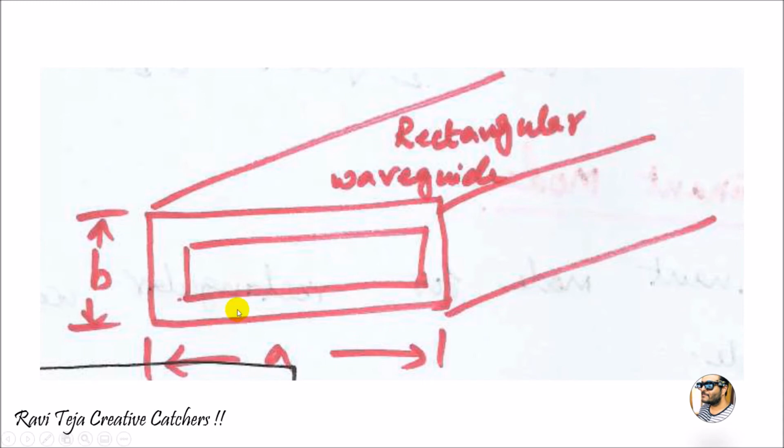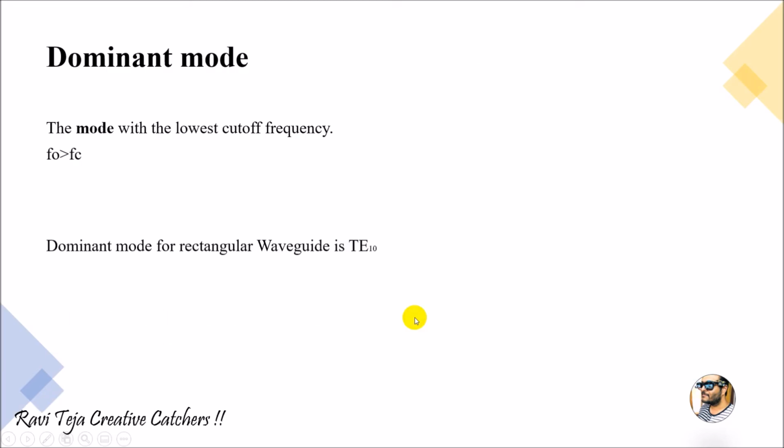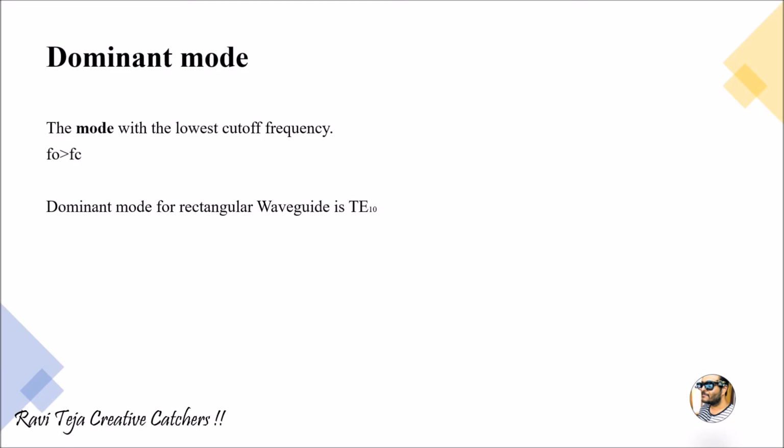So whenever an operating frequency is traveling through a rectangular waveguide, as the electric field is absorbed by the conductor walls of the waveguide, it is considered as TE10 mode. So the dominant mode for a rectangular waveguide is always the transverse electric 10 mode, that is TE10 mode. Here M equal to 1 and N equal to 0. So substituting M equal to 1 and N equal to 0 in the cutoff frequency.